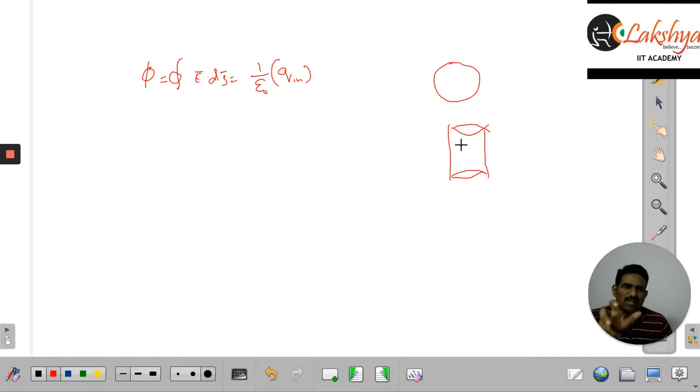If a cylindrical Gaussian surface is considered, then we need to calculate the flux passing through the curved surface and the flux passing through the plane surfaces separately, and from that calculate the net flux. By calculating the net flux, we can calculate the electric field. That means we are going to derive an expression for this electric field by calculating this flux. Now let us see how to apply this Gauss law and derive that.